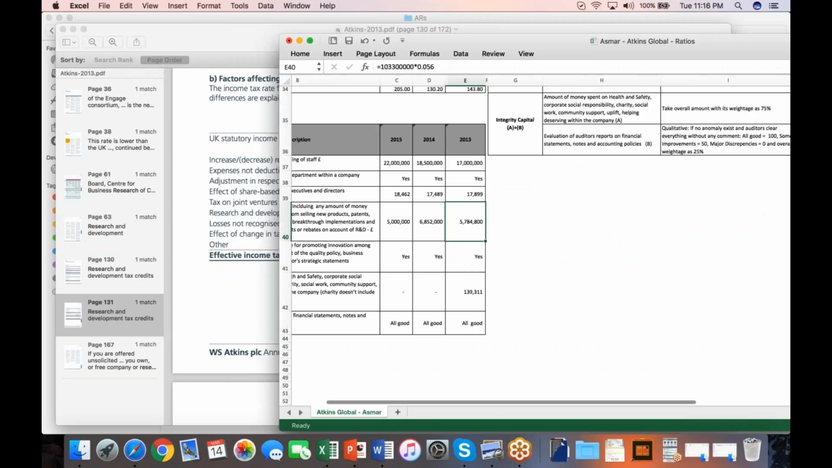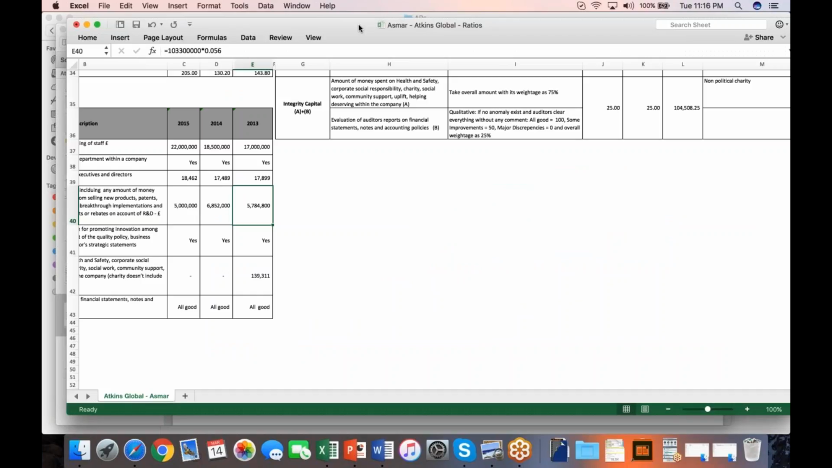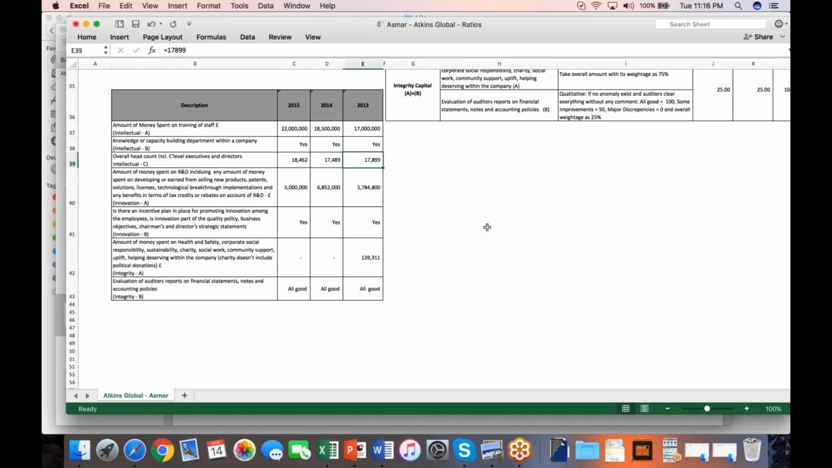Okay, Asmar, what is the overall headcount, including C-level executives and directors? Is this their payroll? Yeah, 17,899 for 2013. That's the amount they are paying to the C-level executives and directors. No, I have here the overall headcount. Oh, this is the headcount. Okay, sorry. This is the headcount.